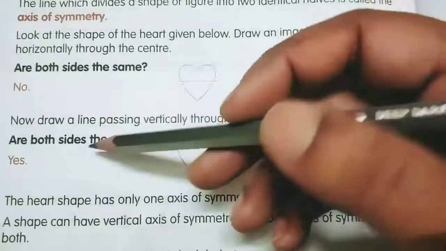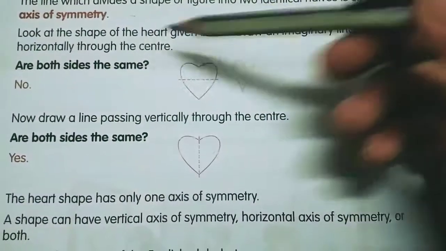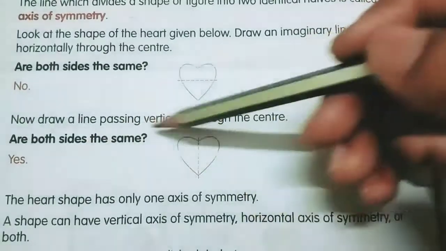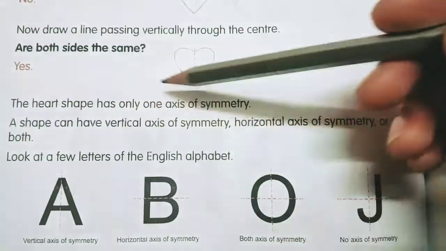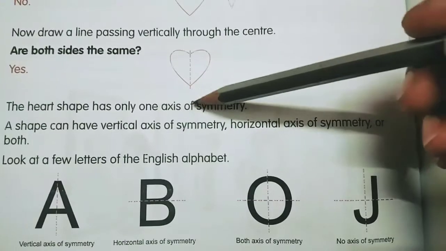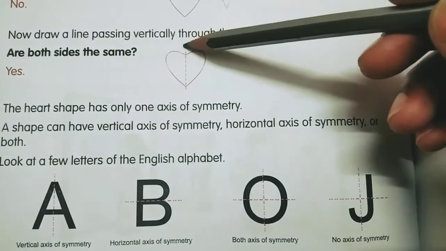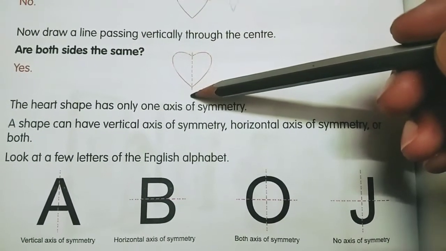Here it is written yes, and it is no. Are both the sides same? No. Are both the sides same? Yes. So the heart shape has only one axis of symmetry. That means the heart shape has only one line of symmetry.